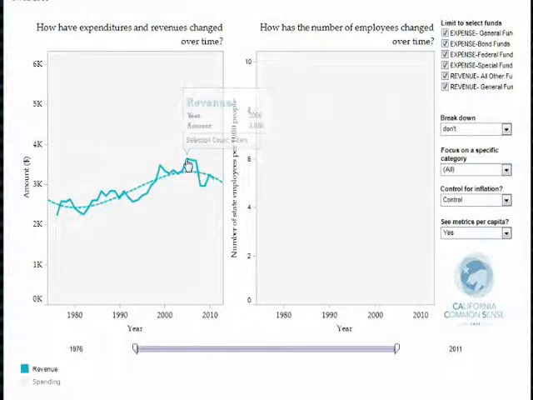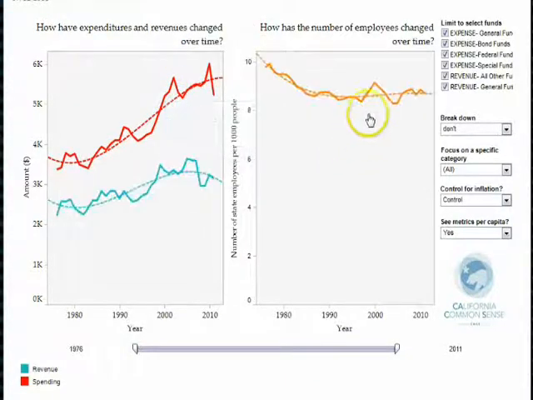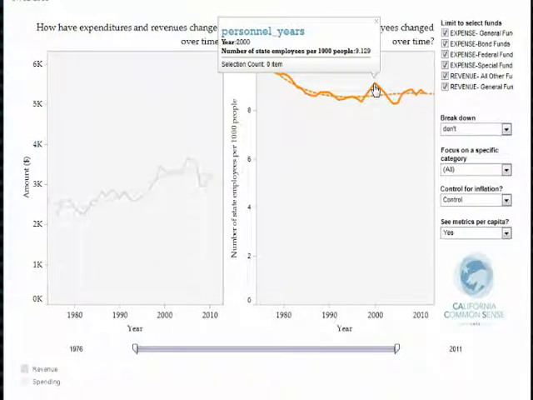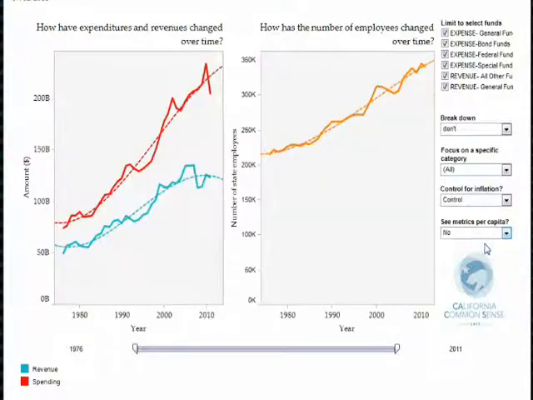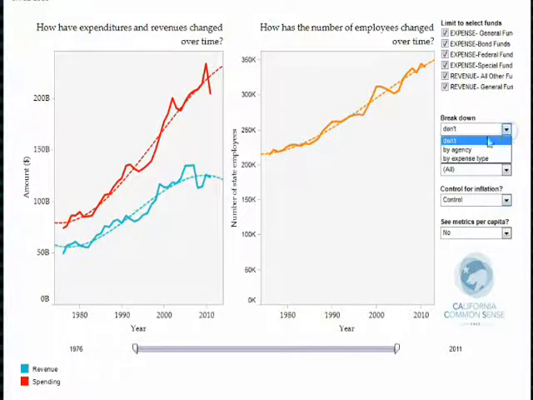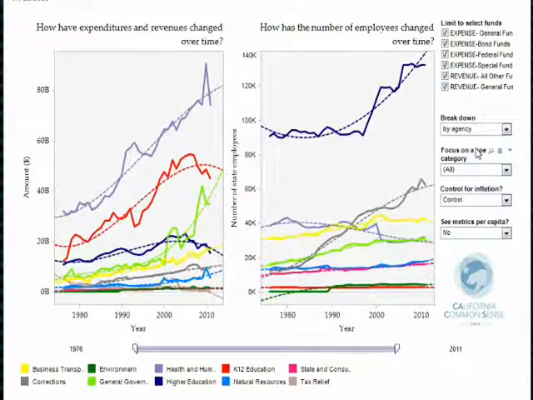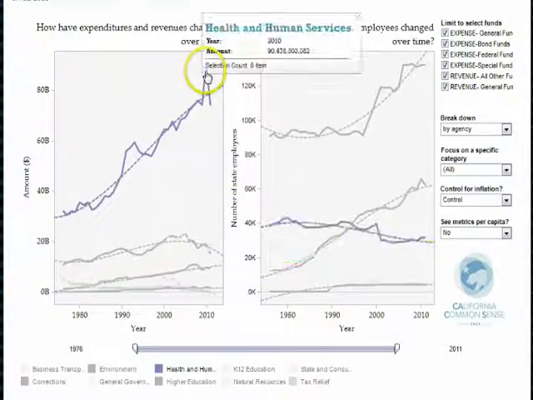So right now we have a line graph on the left showing us revenue and expenditures for the state of California for the past 30 years. And on the right we have a graph showing us the number of employees that have worked for the state. Right now all of these metrics are set per capita, but we can adjust that so that we're seeing just the totals. We can control for inflation or not. And most interesting, we can break all of this down by agency. So now each of these colored lines represents a different agency in the California government.